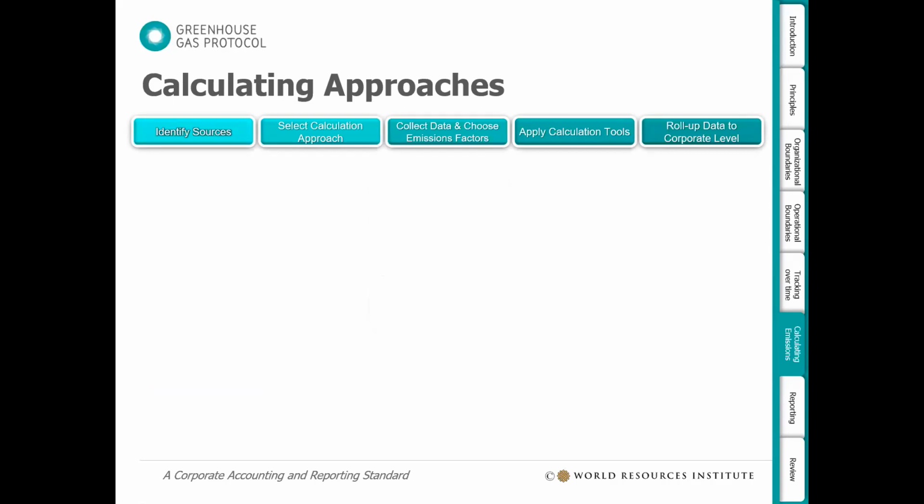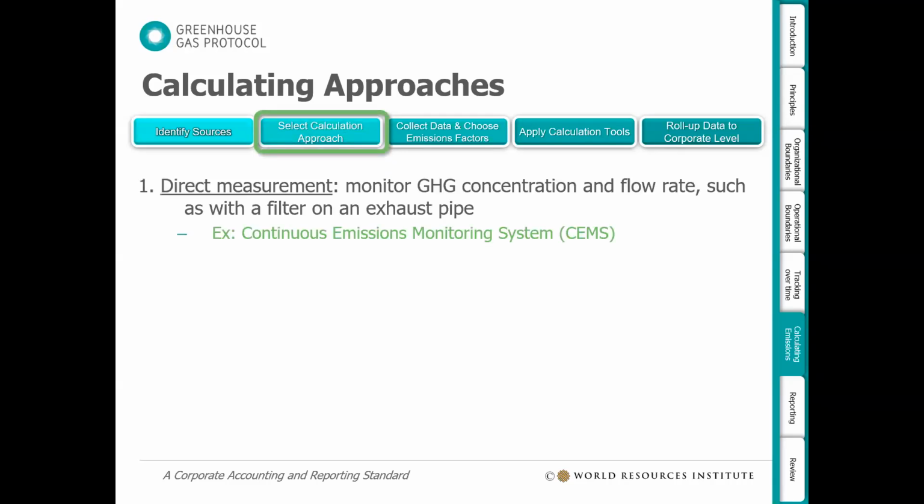Once the relevant emission sources to include in an inventory have been identified, the next step is to select a calculation approach for each of those sources. Now, there are three broad types of calculation approaches, and we'll go through them now. One is direct measurement, which involves monitoring actual levels of greenhouse gas concentration and flow rates from some kind of emitting stack. A common example of a direct measurement approach is the use of CEMS, or continuous emissions monitoring systems.